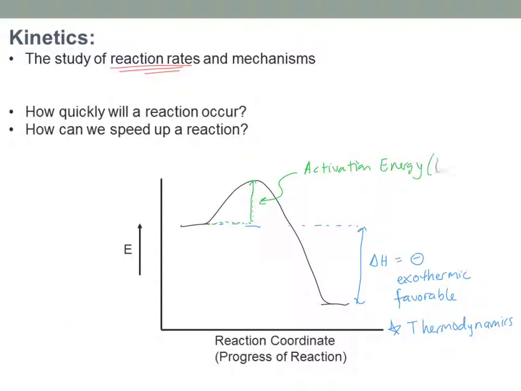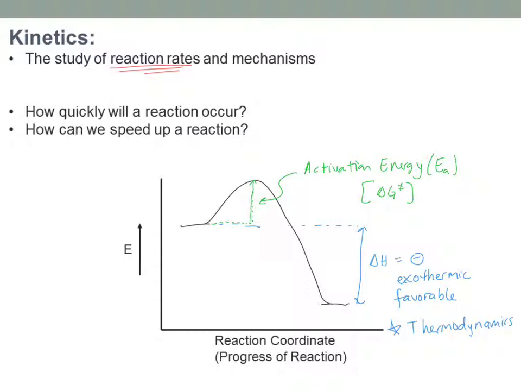Also abbreviated sometimes as E sub A. And depending on your teacher, if you're not taking my class, my students don't need to worry about this, but sometimes called the delta G double dagger. So activation energy, right? This is the energy required to overcome that hill to really get the reaction started.